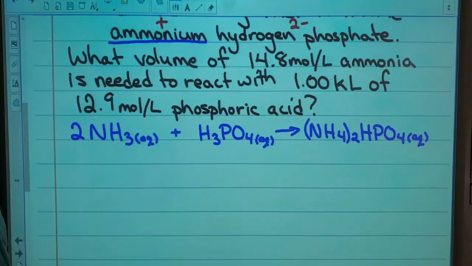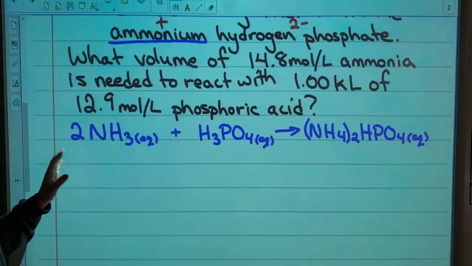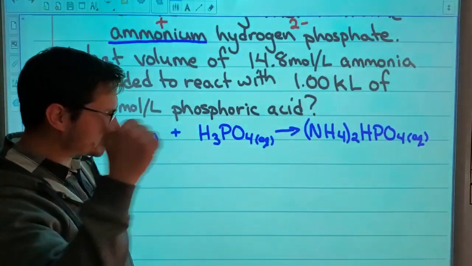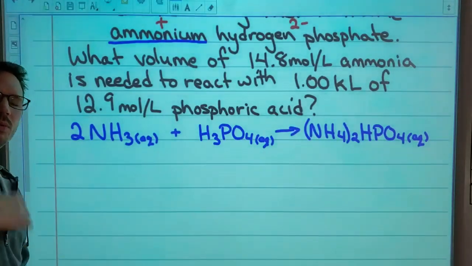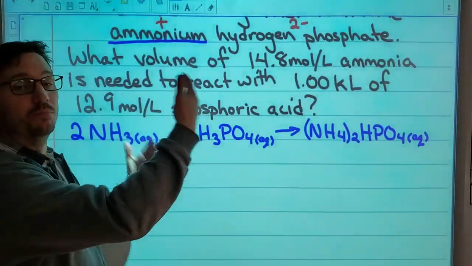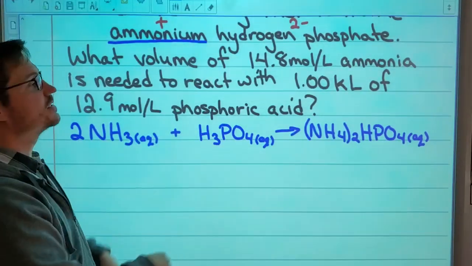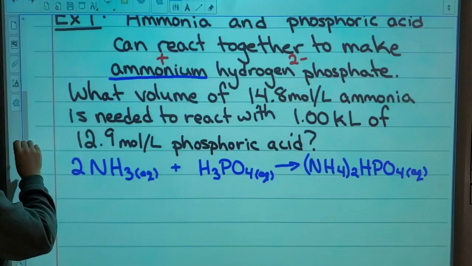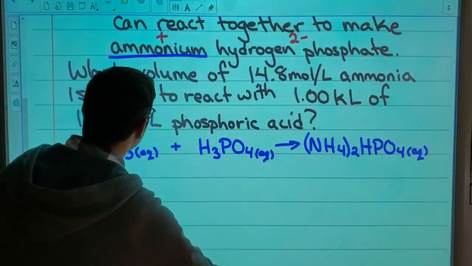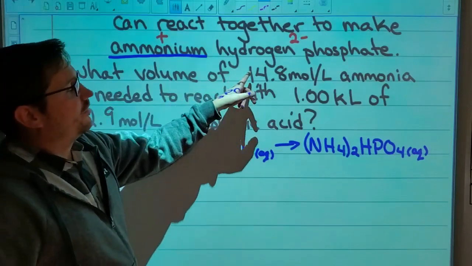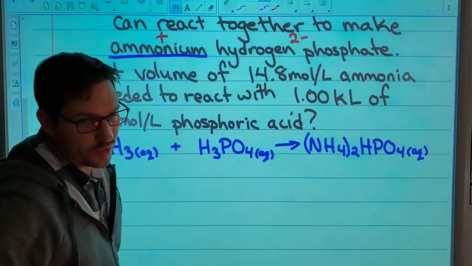I know that can be complicated, but please don't really dwell on that right now. Hey, we got a balanced chemical reaction. That's awesome. Now what we want to do is start putting our pieces of information below the substances they belong with. So any piece of information from the question, we're going to put it below who it belongs to. So it says, what volume of 14.8 mole per liter ammonia?